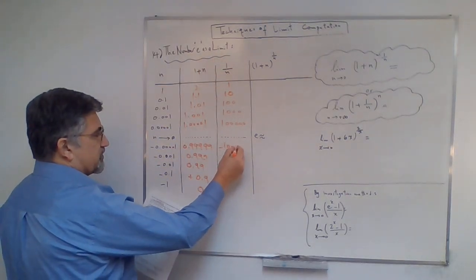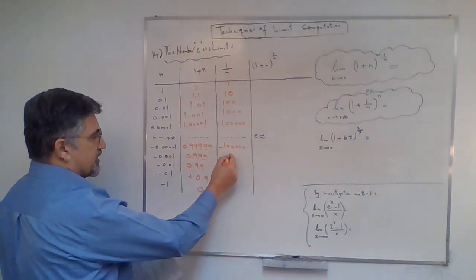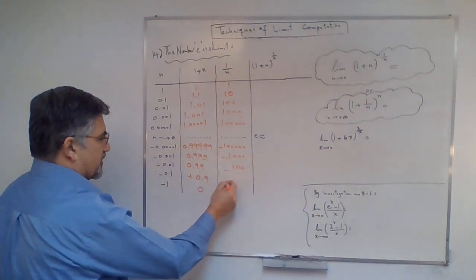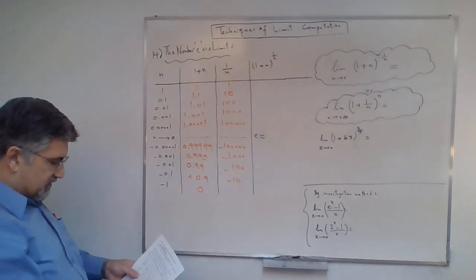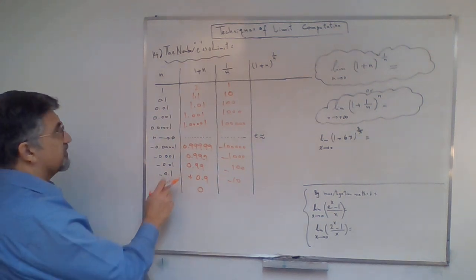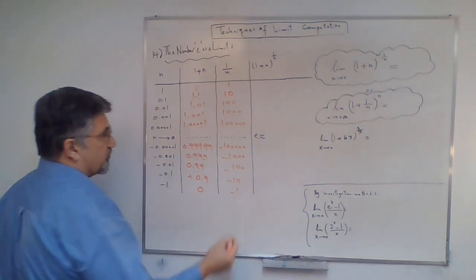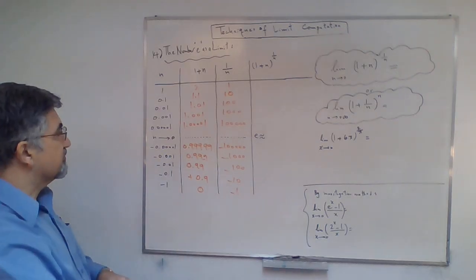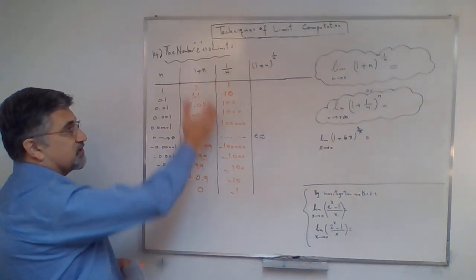And similarly, if we do the same thing and calculate 1 over n for the negative values, we will end up with negative 100,000 here, and negative 1,000, and negative 100, negative 10. And this last one, if you divide 1 by negative 1, you will end up with negative 1, obviously. Okay, so now we have these numbers in the second column and the numbers in the third column.